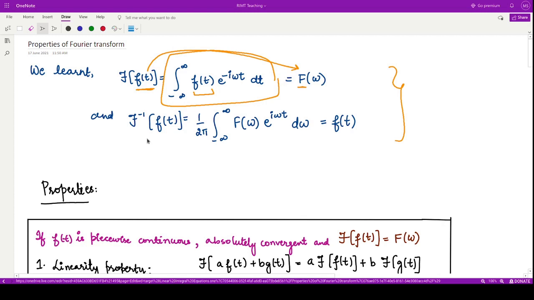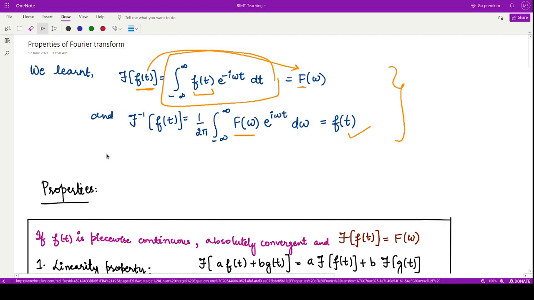And similarly, when you shift your function from the omega domain to the t domain, it would simply be obtained using this relation of inverse Fourier transform, that is 1 by 2 pi integration from minus infinity to infinity F of omega e to the power minus iota omega t d omega, which is given to be f of t. So let me give you in brief all the properties of Fourier transform so that you could have a better understanding. We'll study all of these properties later on in the course.